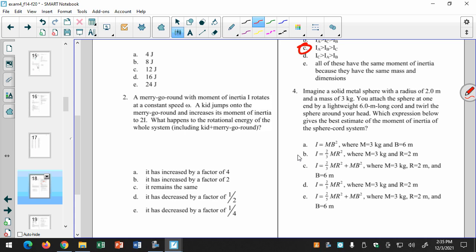Yeah, I was just about to do that one. We did one similar in class today, but it was a little easier, the one in class. So it says a merry-go-round. That's a disc, but that doesn't really matter.